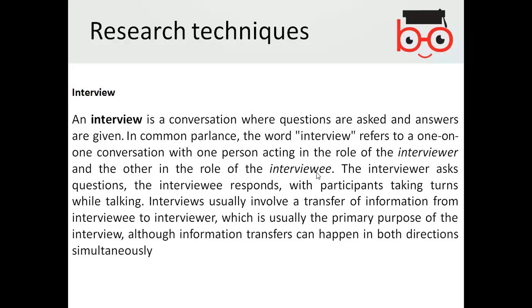The interviewer asks the questions. The interviewee responds, with participants taking turns while talking. It depends on the interviewer how he asks the questions, giving different turns, different questions, cross questions in different ways. Interviews usually involve a transfer of information from interviewee to interviewer, which is usually the primary purpose of the interview, although the information transfer can happen in both directions simultaneously. Maybe the interviewer could also convey some information to the interviewee.